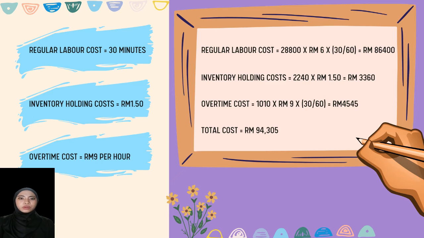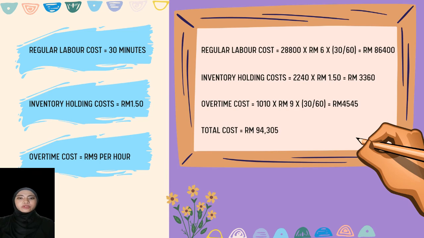I am Putri Nazira. I will continue presenting question number 3. In step 3, as we can see, we must find the answer of regular labor costs, inventory holding costs, and overtime costs. Before that, the information given is the regular labor cost, which is 30 minutes, inventory holding costs or inventory carrying costs, which is RM 1.50 that was given in the question, and the overtime rate which is RM 9 per hour. When all the data was given, we must calculate the regular labor cost.